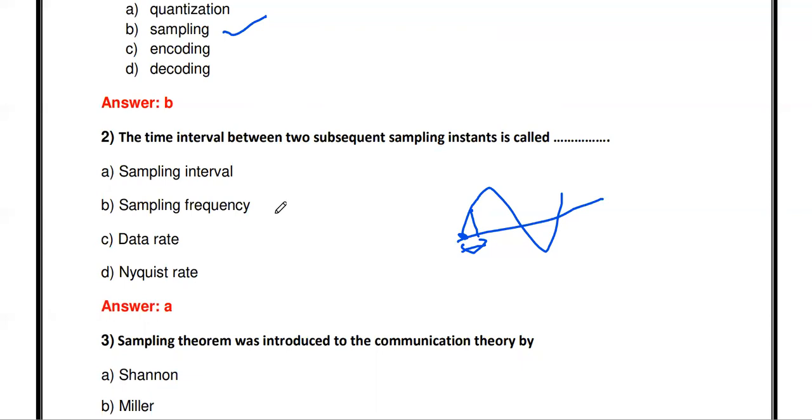The options are sampling interval, sampling frequency, data rate, Nyquist rate. The answer is sampling interval. The time interval between two successive samples is called the sampling interval.